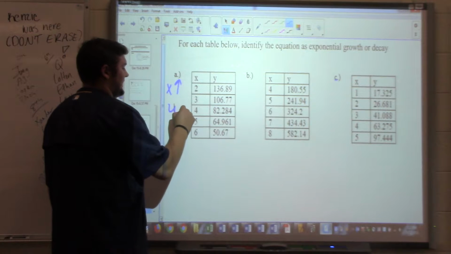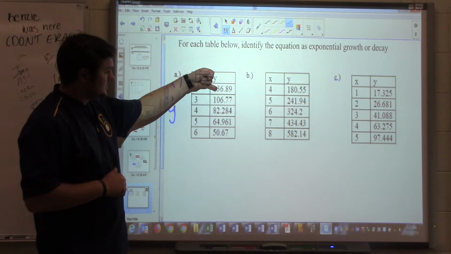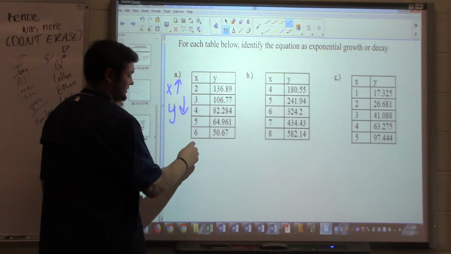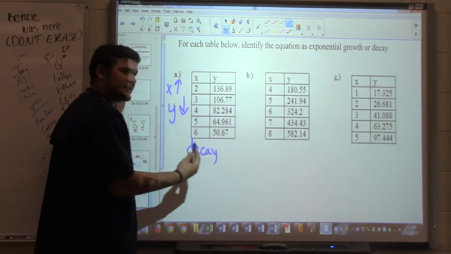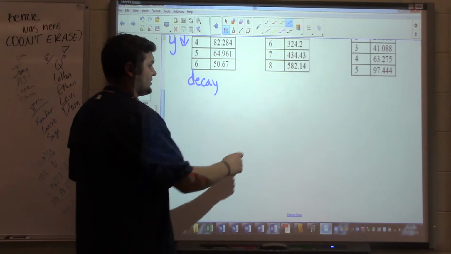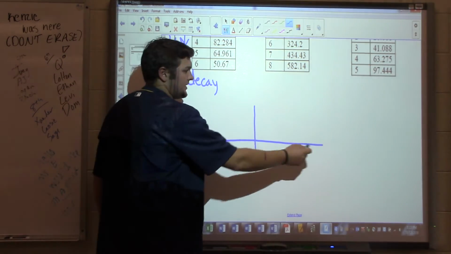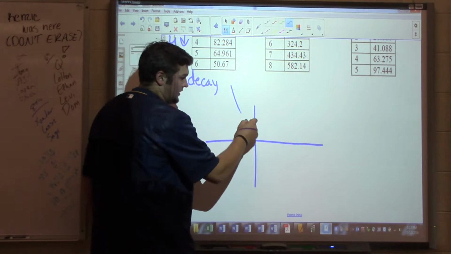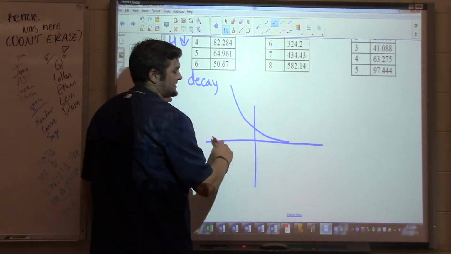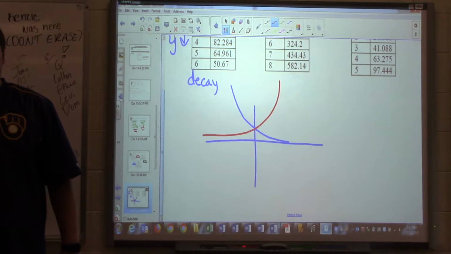So, the first one, as x is getting bigger, what happens to y? Smaller. It's going down, so that means it's decay. Does that make sense to everybody? So as I'm going on a graph from left to right, as my x values get bigger, if my y values are going down, my graph is going to look like that. If my y values go up as x gets bigger, then it's going to go up like growth. Does that make sense?